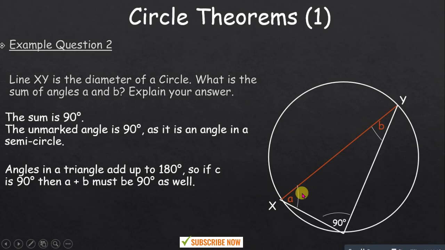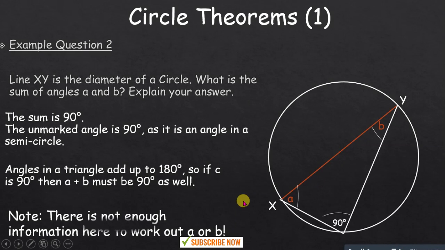But A can be 50 and B can be 40, or B can be 60 and A can be 30. So we just know that we need more information to be able to find the separate values of A and B. If you don't have more information, you will not be able to find A and B. But the question is only asking us to find what? What is the sum of the angles A and B? The sum of the angles A and B is 90 degree. A plus B is 90 degree. So we have answered the question.